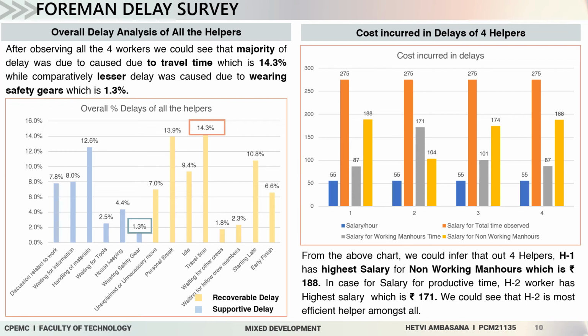After observing all the helpers, their delays were calculated. As you can see in the graph, 14.3% of delay was caused due to travel time and 1.3% of delay was caused due to wearing safety gear.